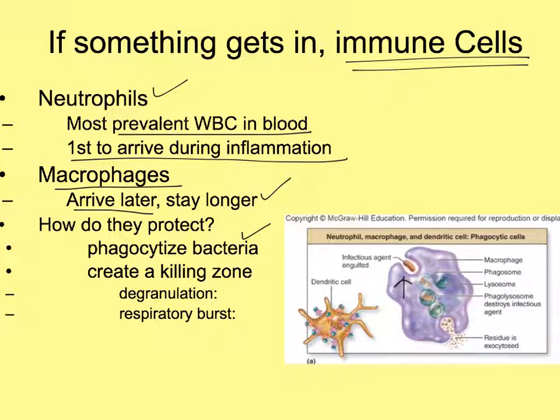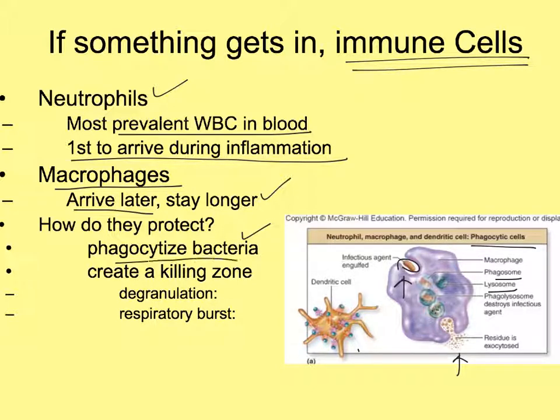They're phagocytic cells. They come in, so here's the infectious agent. They engulf it. It merges with a lysosome or a phagosome. The phagosome merges with the lysosome. The lysing enzymes destroy the pathogen, and then we get rid of the waste. The same kind of thing happens with dendritic cells.